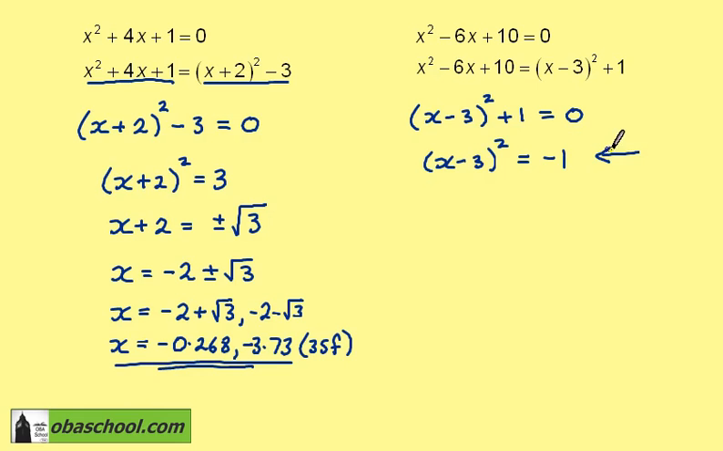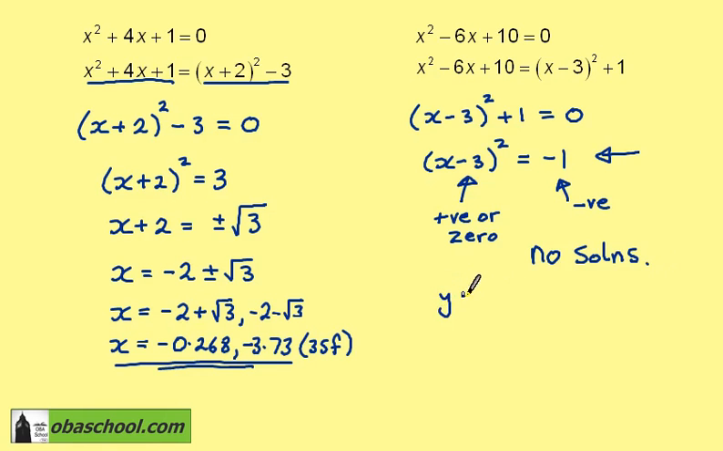But we can see here that this simply won't work. X minus 3 all squared, being a squared number, must be positive or 0. It cannot possibly be negative. So clearly there are no solutions, since there is no value of x which could make x minus 3 all squared be equal to minus 1.